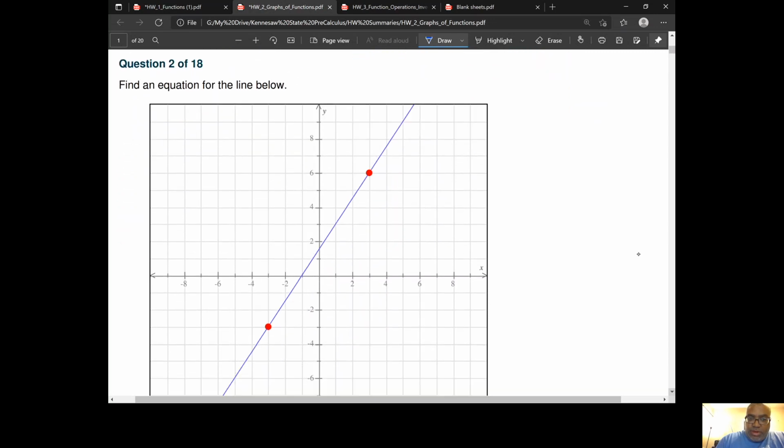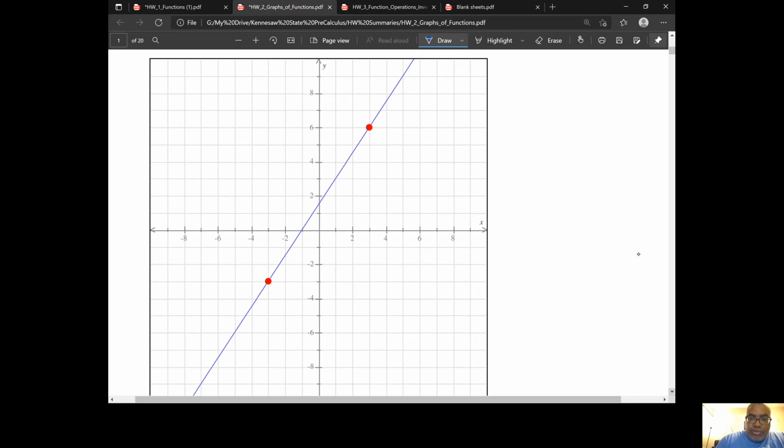Find the equation of the line below. So we have 2 points. The first point we have is at negative 3, negative 3. And the second point is at 3, 6. First thing we need to find is the slope. The slope is equal to y sub 2 minus y sub 1 over x sub 2 minus x sub 1.